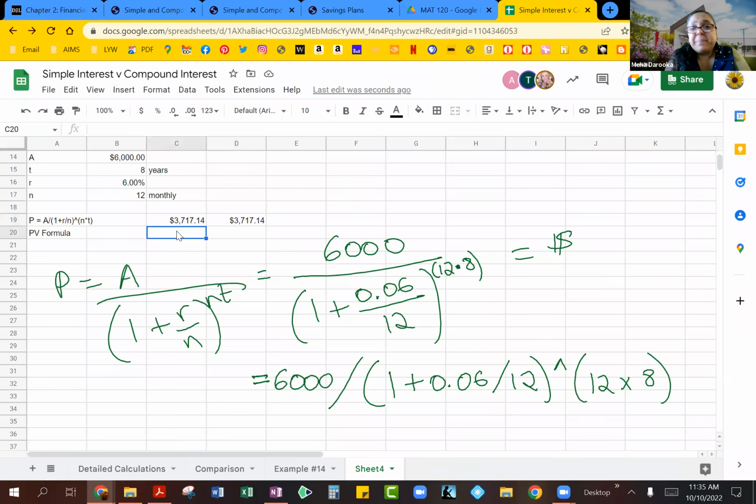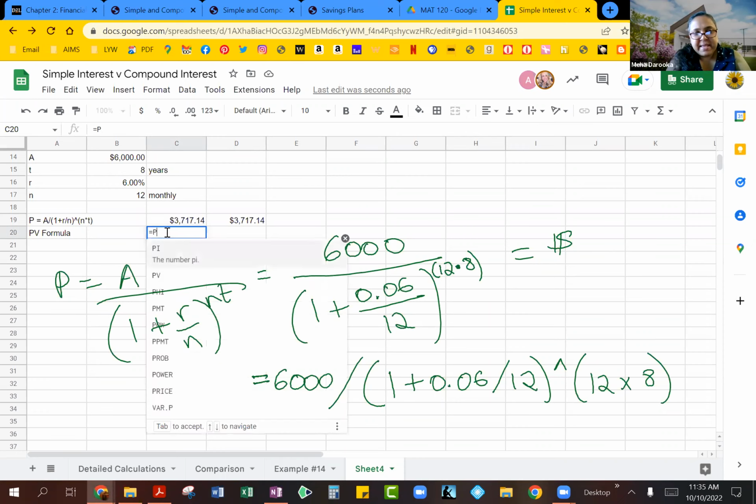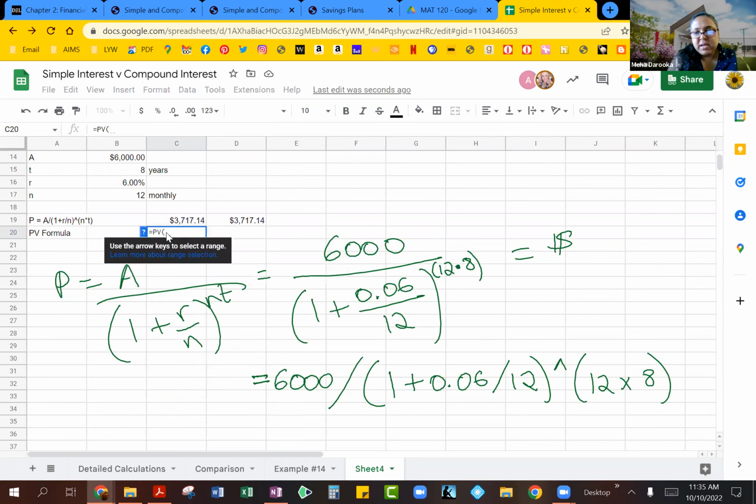Now we will use the built-in present value formula and see what that will give us. So in this case, again, equal sign, that's where you're going to start. And then PV for the present value. Now, remember the first argument is going to be your rate of interest divided by your compounding period, so R divided by N. I'm just clicking on the cells to do that, comma. Then you are going to do N times T, so that's going to be the cell for 12 times the 8 years. That's the second argument.